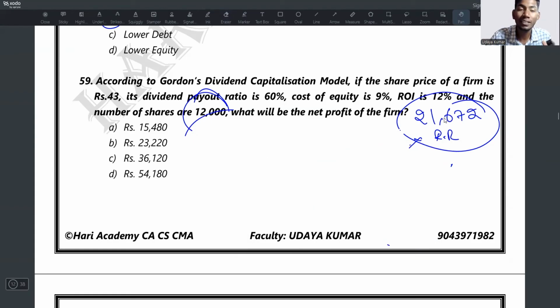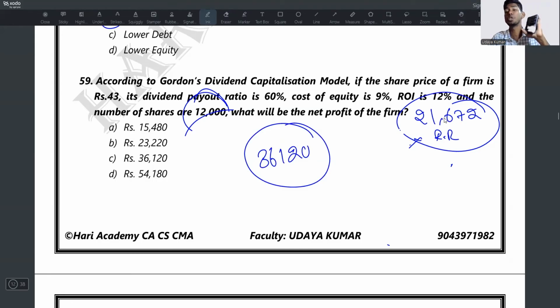If you do that, 36,120 rupees is the net profit of the firm, in which 60% is paid as dividend. Now just do 36,120 into 60%, and 21,672 is distributed as dividend. Then your answer is absolutely right. So option C is the right option.